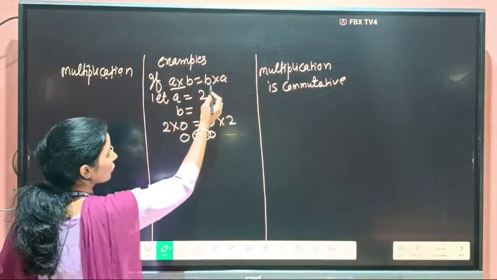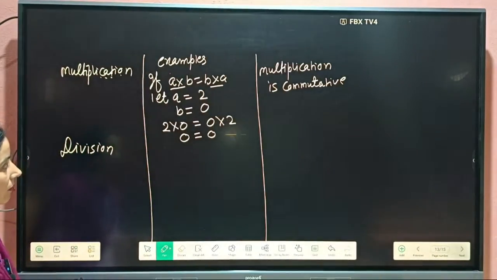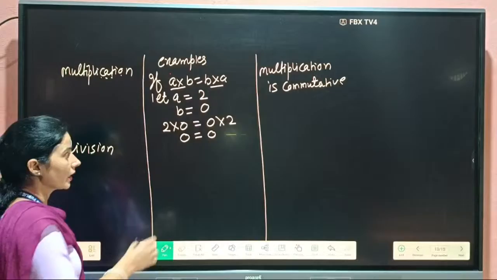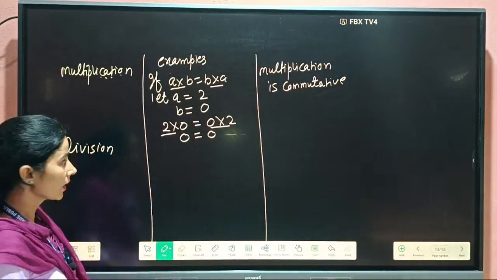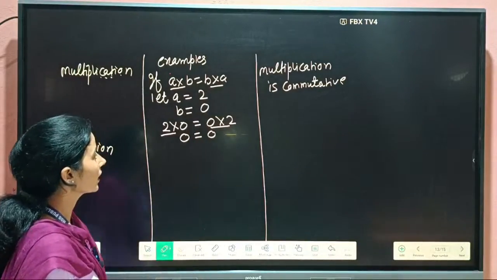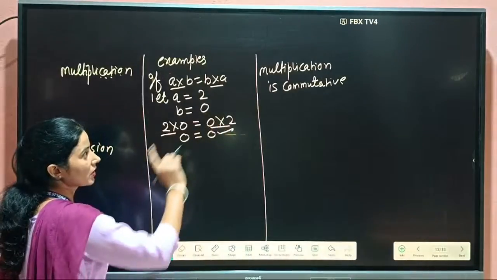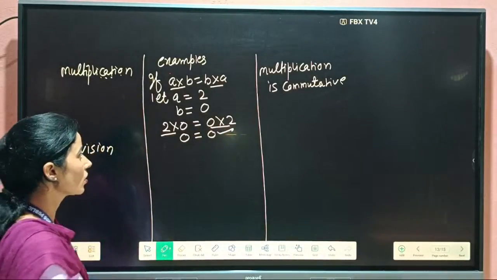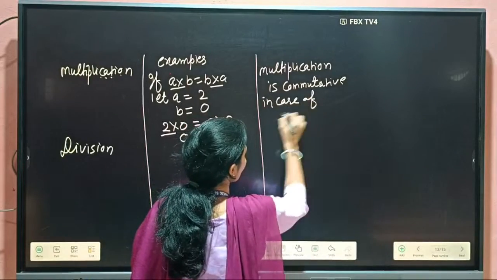See, what is the conclusion? If you are taking any two integers, any two whole numbers, or two rational numbers, for rational numbers we will discuss next, then multiply them in any order, A into B or B into A. It doesn't matter, your answer will be the same. It means multiplication is commutative in case of whole numbers.